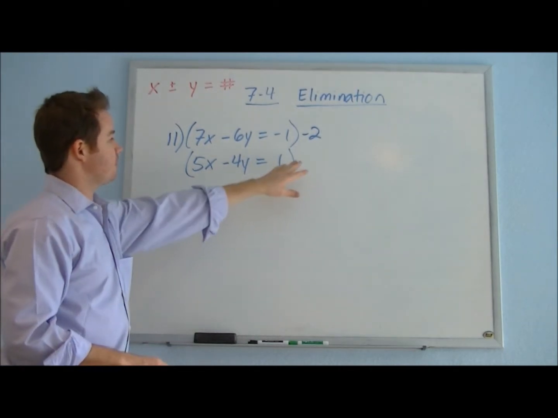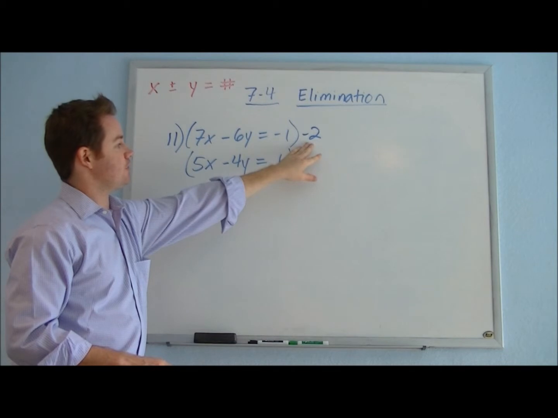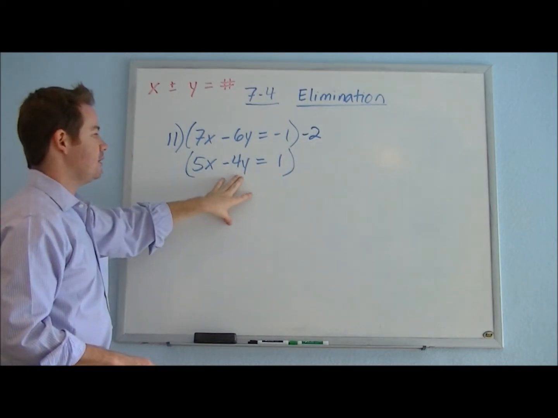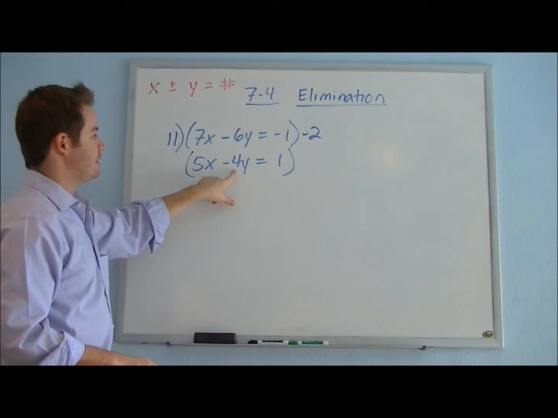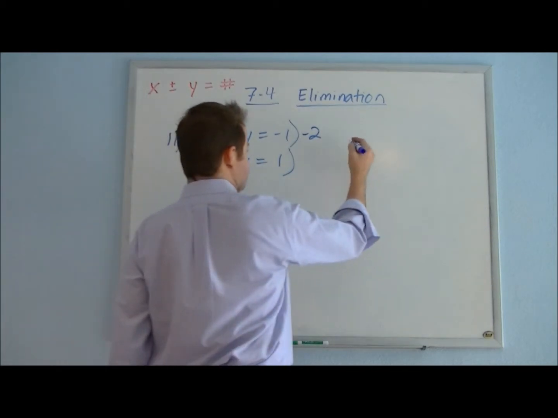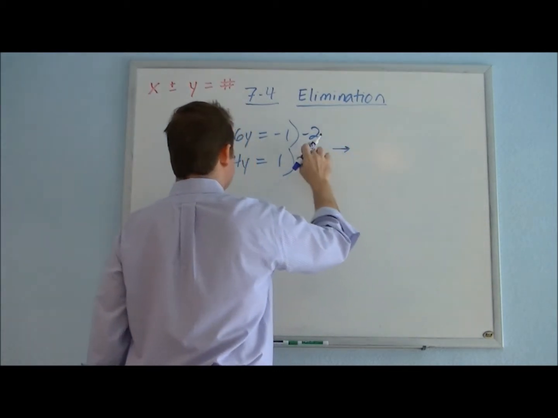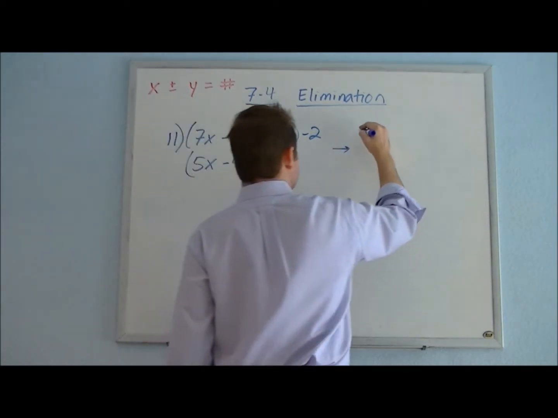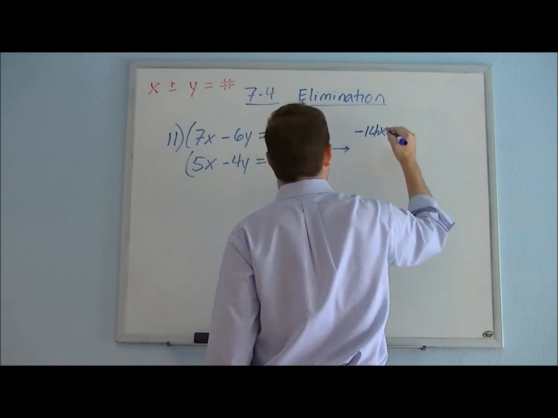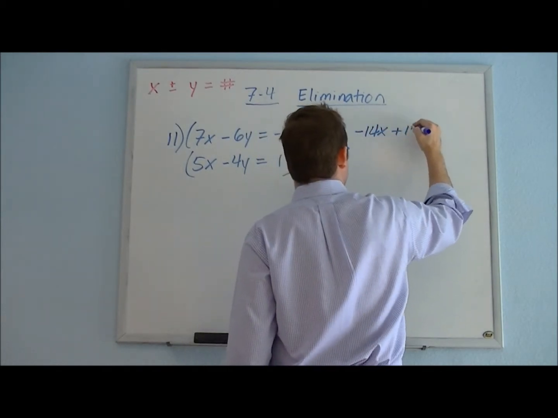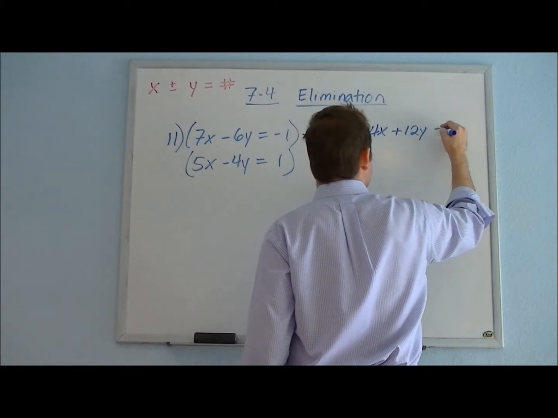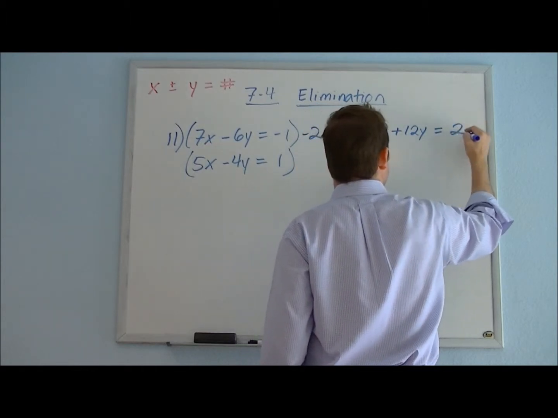So for right now, we're going to multiply this top equation by -2, and we're going to multiply this bottom equation. Now, to get our y's to cancel out, let's see what happens here. So, when you distribute -2, you end up with -14x plus 12y equals positive 2.